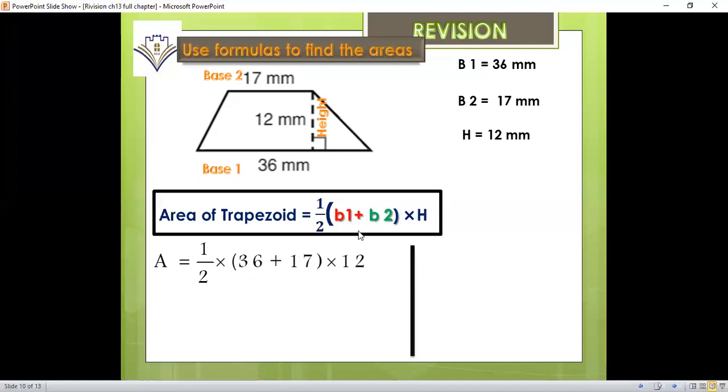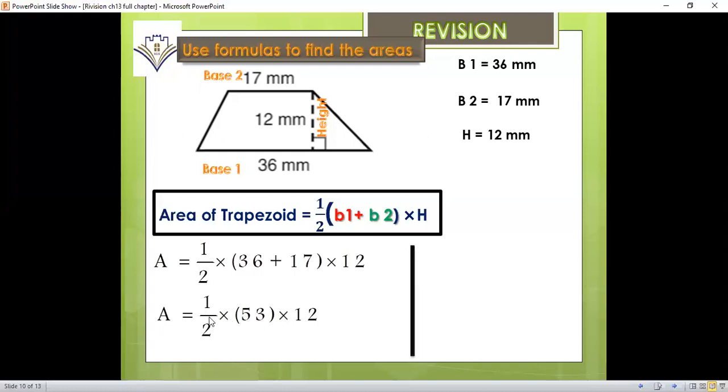Half multiply base one, which is 36, plus base two, which is 17. Then 36 plus 17 in brackets, multiply by height, which is 12. 36 plus 17 is equal to 53. Then half multiply 53 multiply 12.